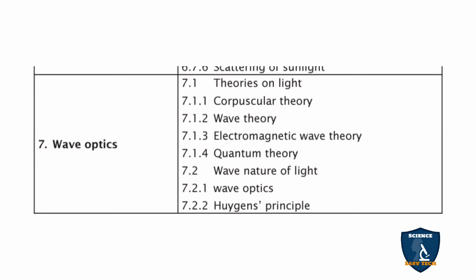Seventh chapter, wave optics. 7.1 theories of light. 7.1.1 corpuscular theory. 7.1.2 wave theory. 7.1.3 electromagnetic wave theory. 7.1.4 quantum theory. 7.2 wave nature of light. 7.2.1 wave optics. 7.2.2 Huygens principle.